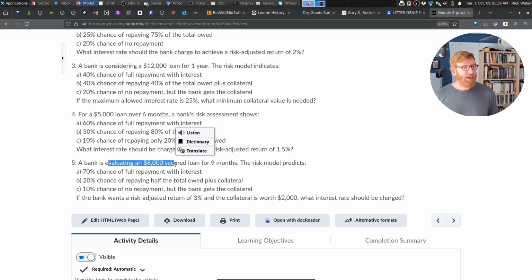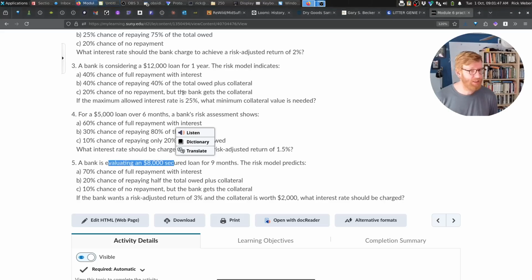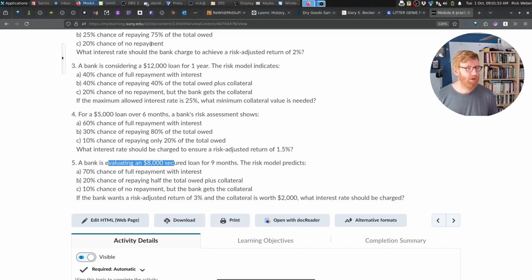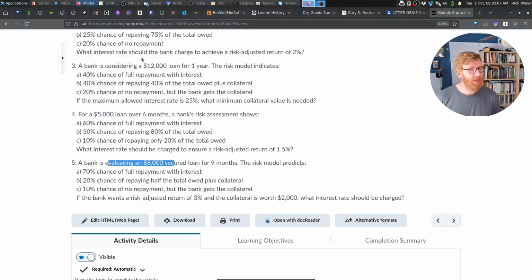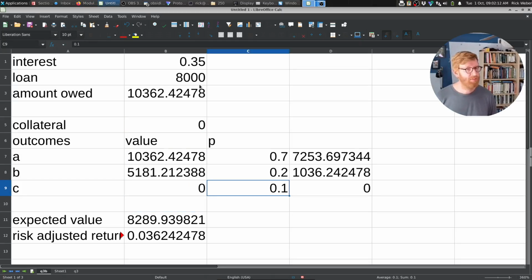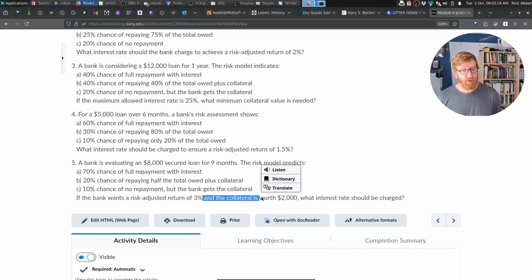$8,000 loan for 9 months, 70, 20, 10. Swap this out. Our loan is for 8,000. 70% full, 20% half plus collateral. So let's change 0.8 to 0.5 plus collateral, and then no repayment plus collateral. So 0 plus the collateral. The bank wants a risk-adjusted return of 3%. The collateral's worth 2,000.